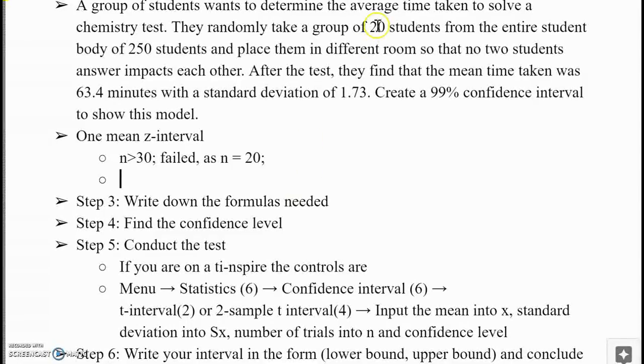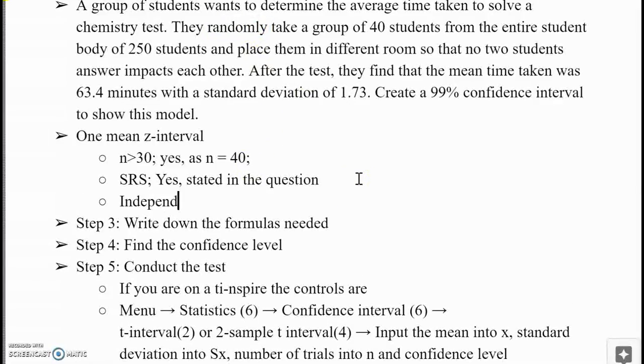Or, I'll just change this value to 40. So yes, n equals 40. That just makes it easier. The next one is SRS. Yes, stated in the question. Where does it say that in the question? They randomly. That's good enough for me.